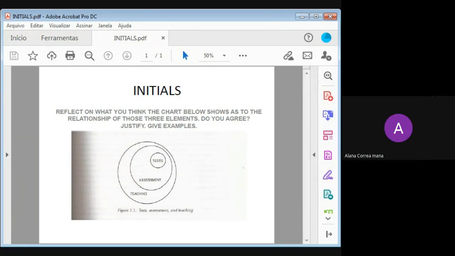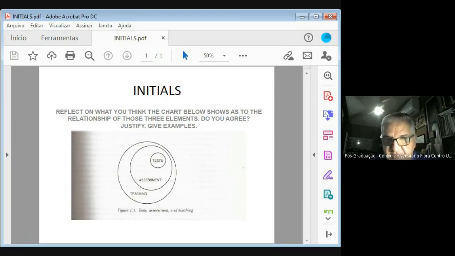So tell me what you can see in this diagram. How many circles do you see? Three circles. Okay. The bigger circle is what? Teaching. Don't forget you need to activate the microphone when you speak, okay? Now we are listening. So the bigger circle is teaching.